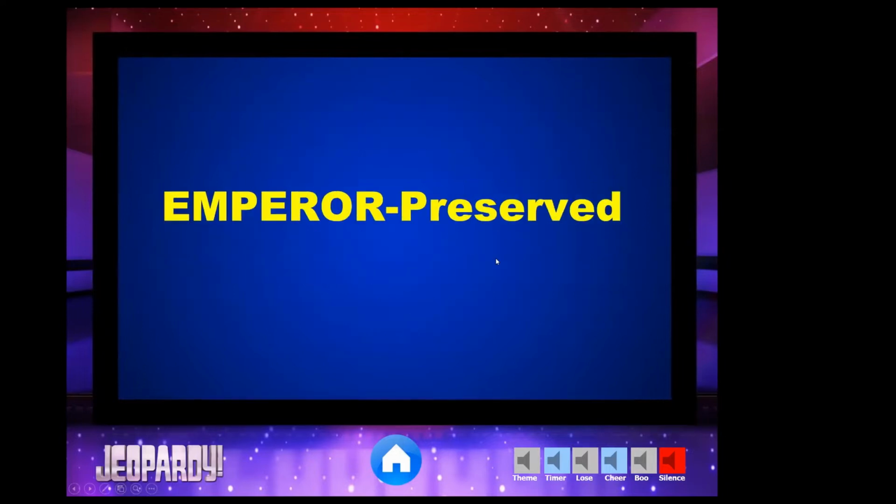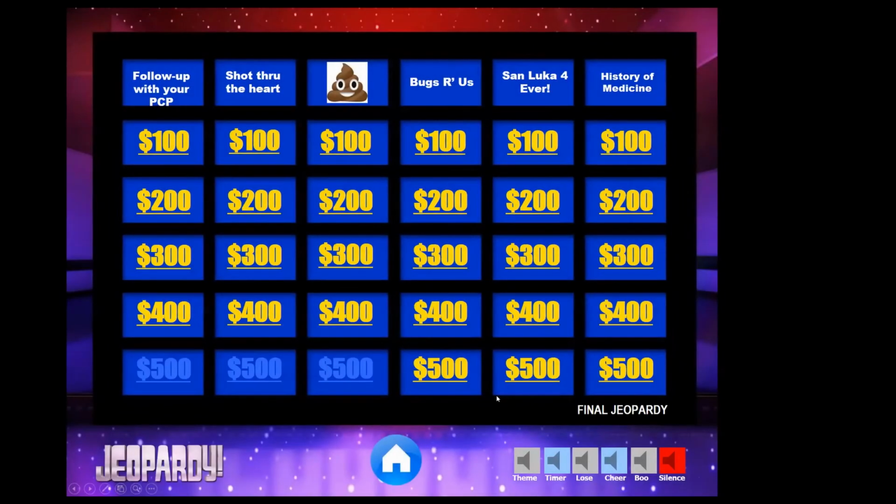Emperor preserved. So this is the trial which found that in patients regardless of diabetes, SGLT2 inhibitors reduced hospitalizations and cardiovascular mortality, firmly establishing the role of these medications in almost everything cardiac. Good answer by team 3. That gives you 500. So good start by team 2 and team 3. Team 1, you need to catch up. What are you going to choose?